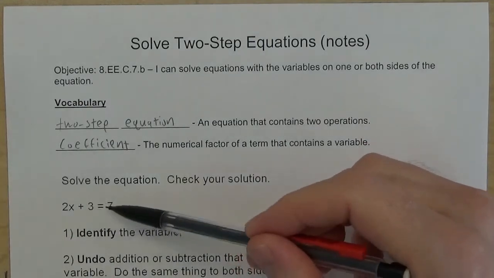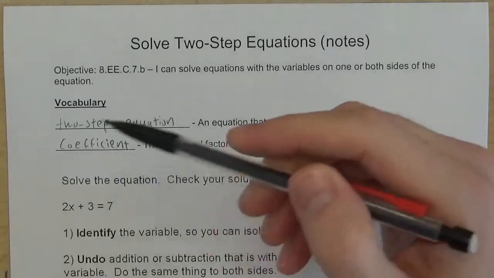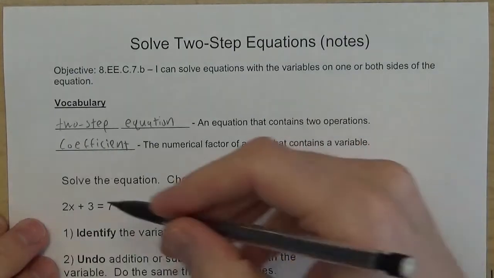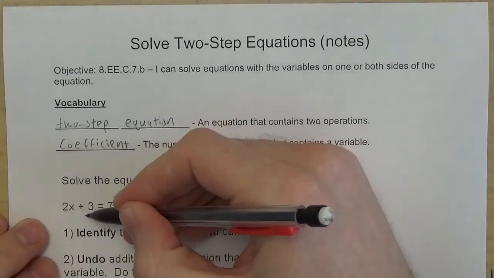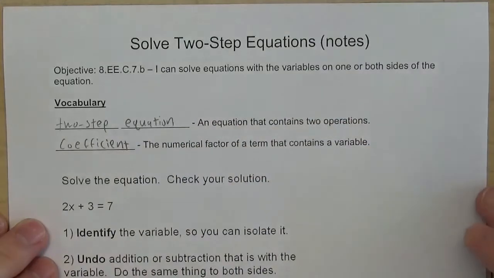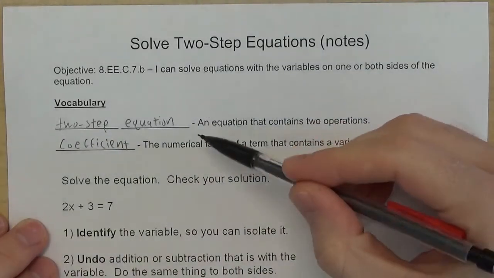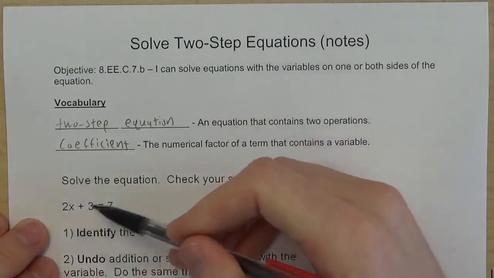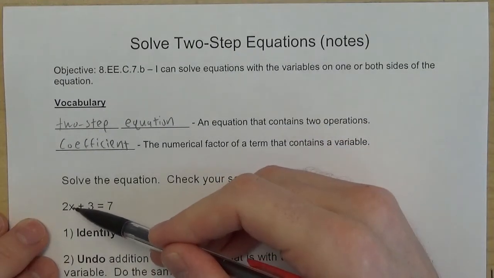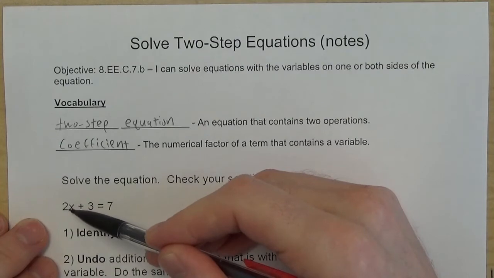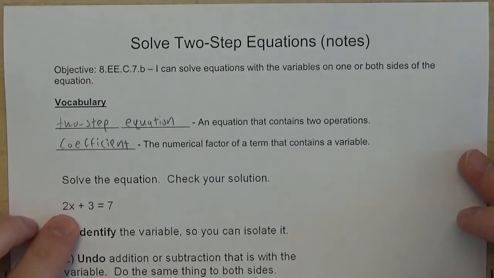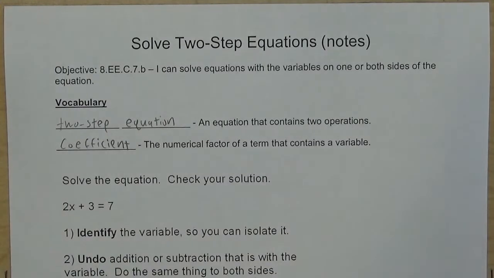Take a look at this example equation here. We have 3 terms. A term is really anything that's separated by an addition sign, a subtraction sign, or an equal sign. So 2x is a term, 3 is a term, and 7 is a term. But the numerical factor of a term that contains a variable, only one of these terms contains a variable, this one right here. The number part of that is the coefficient. So 2 is the coefficient of that term, 2x.